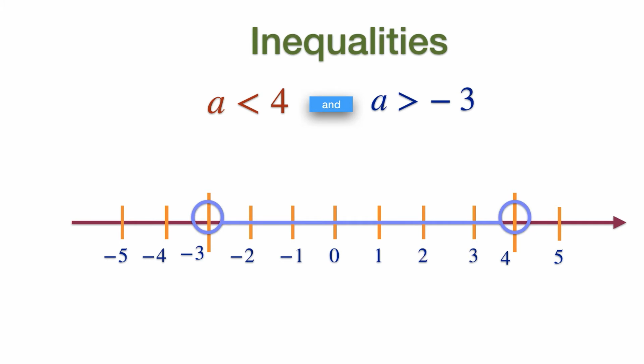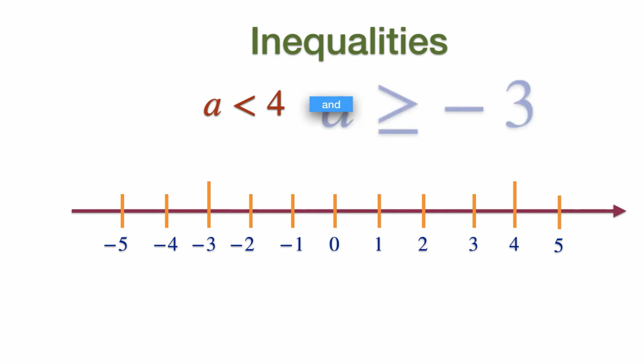Therefore, a is less than 4 and a is greater than -3 can also be written as a sandwich inequality, a is greater than -3 but less than 4, as all the values of a are sandwiched between the two endpoints -3 and 4.